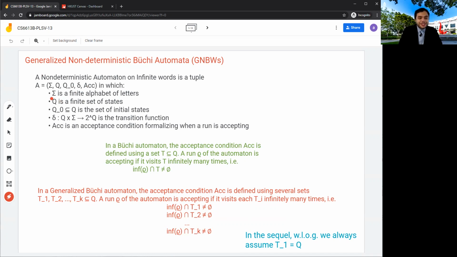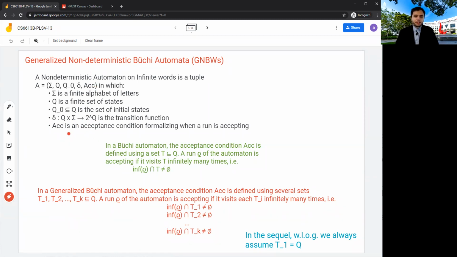I was overheating. So there should be a finite alphabet of letters and also a finite set of states. And we had a set of initial states. Remember that because it's non-deterministic, we don't have just one initial state, we have a set of initial states. And we also had a transition function, and this transition function was also non-deterministic, meaning that given every state and letter of alphabet, it gave us a set of states that could be the successors of the current state. And then we, of course, needed an acceptance condition.